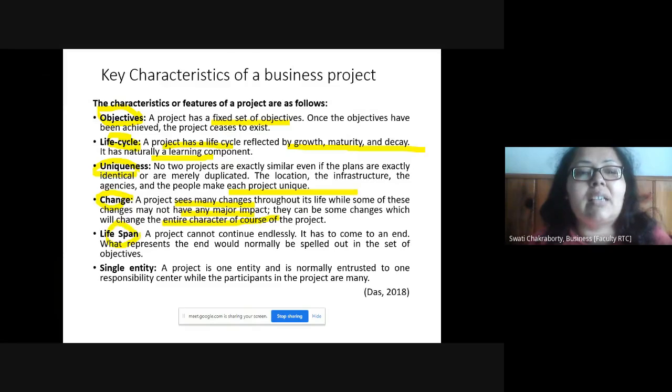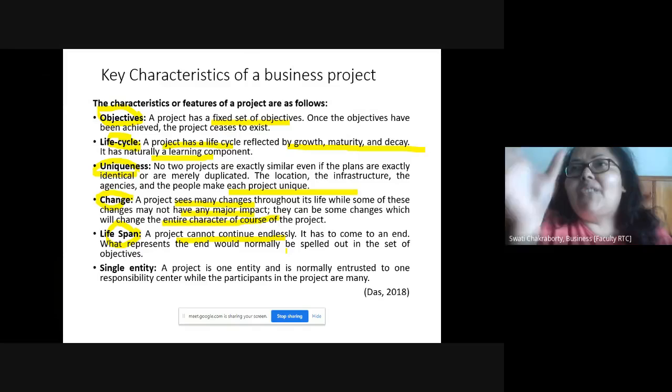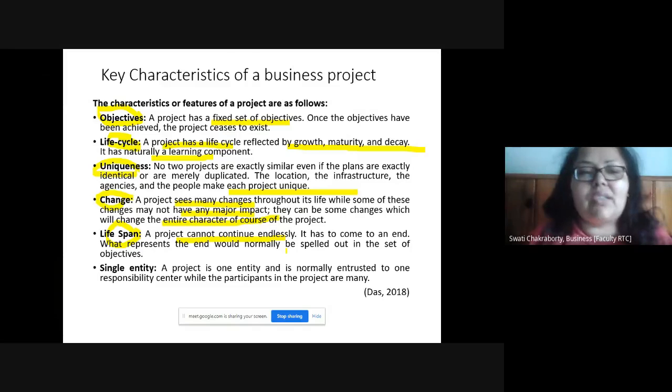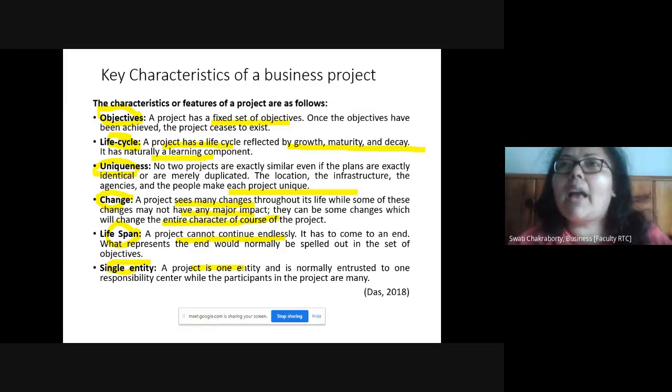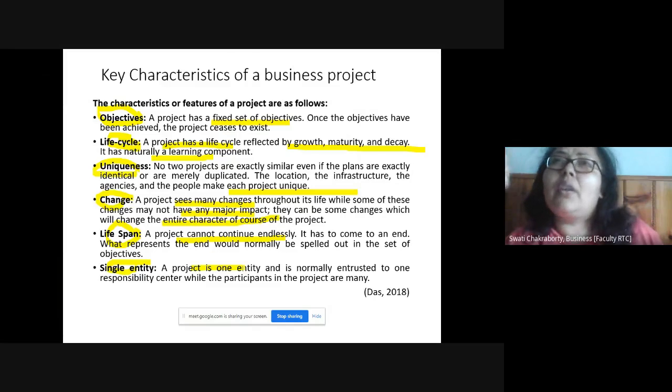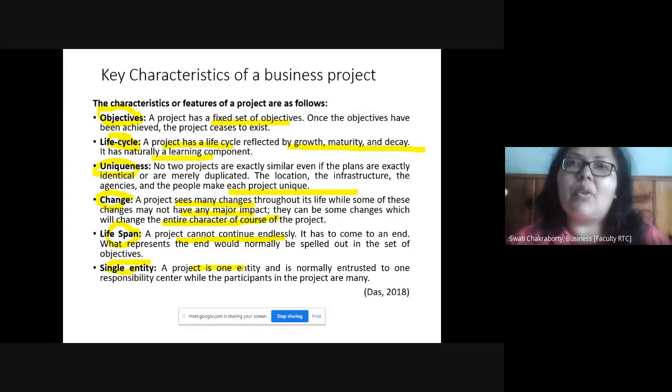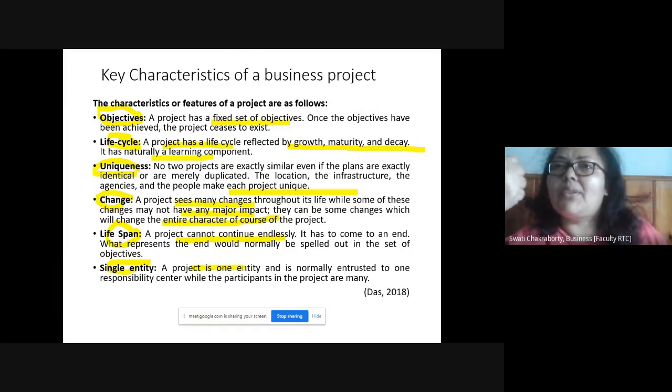Lifespan: as we already said, a project cannot continue endlessly. It has to come to an end. The end is where you achieve your predetermined goals and objectives. Single entity: a project is one single entity. Why? Because it's one person or one organization which is controlling it. Though there are many people working in that project, it is controlled by one person or one organization. That's why it's a single entity.